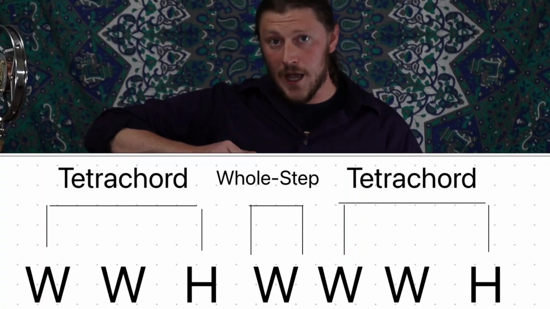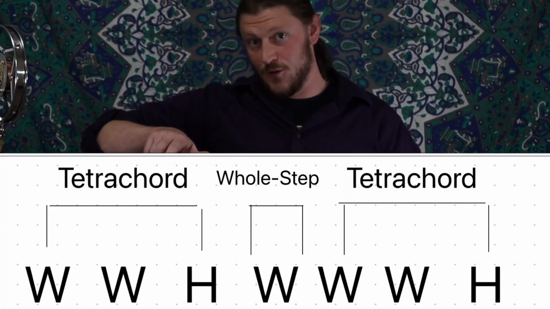Okay, so now that we have this pattern, whole, whole, half, whole, whole, whole, half, we can actually start that wherever we want to. This is how we can play in different keys. This is called transposition, when we take the same musical idea, in this case that series of whole steps and half steps, and we transpose it, meaning we start it on a different note.